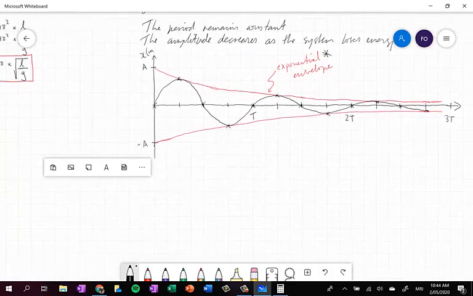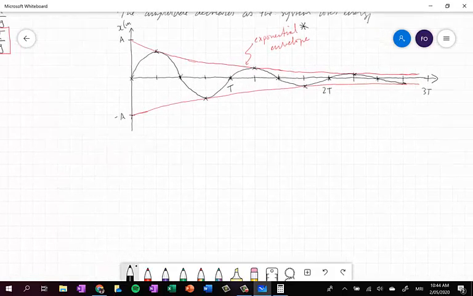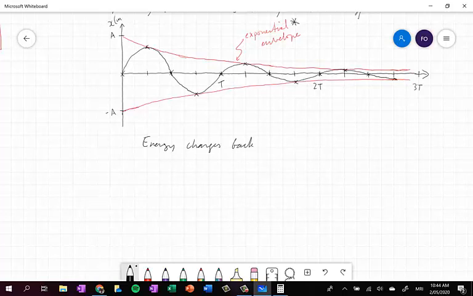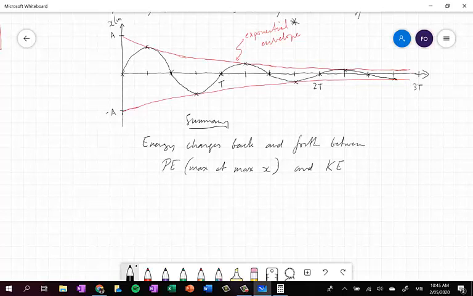Okay, so just to summarize, this is a summary. Energy changes back and forth between potential energy, which is max at max displacement, and kinetic energy, which is max at x equals 0.